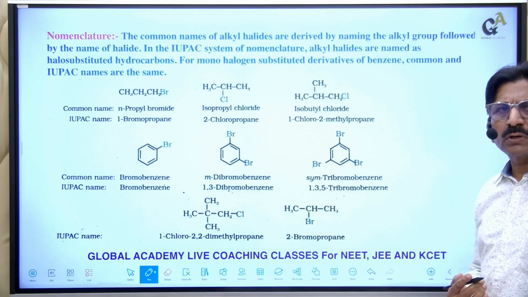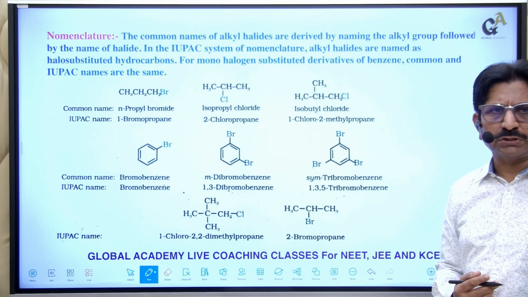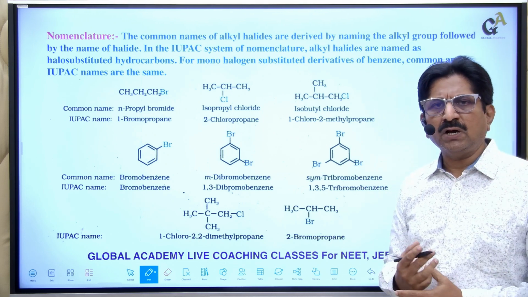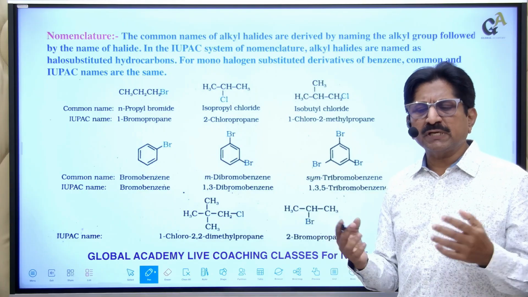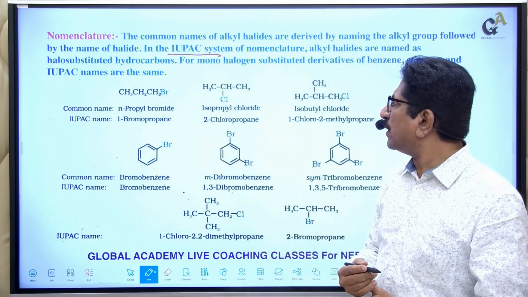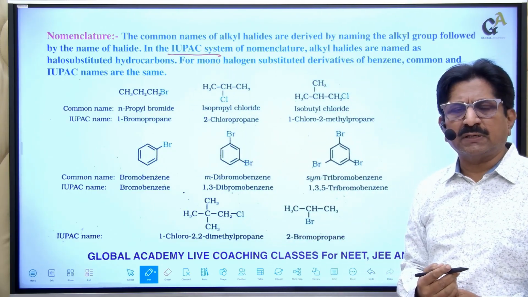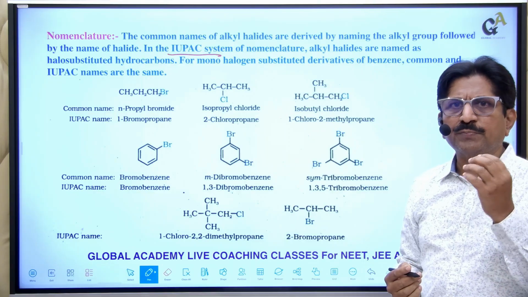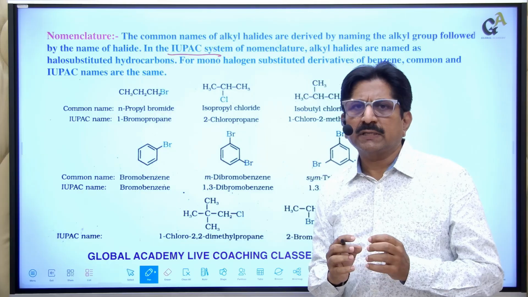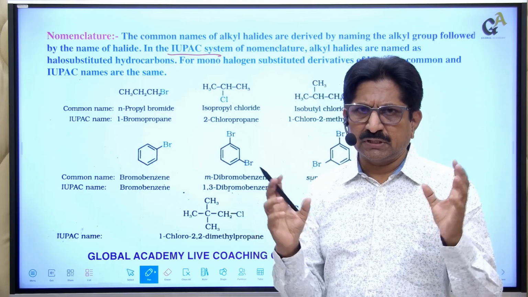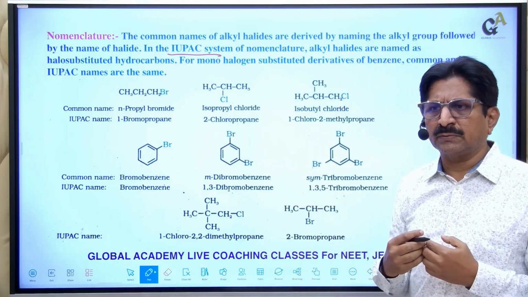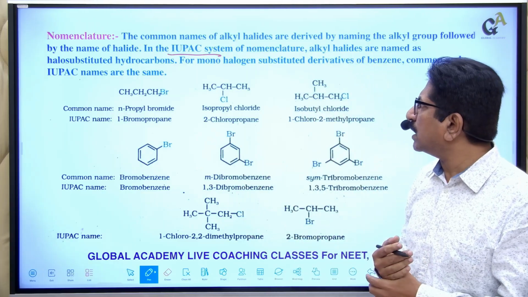Then we'll come to the nomenclature. Nomenclature is nothing but naming the compounds. We have to name the organic compounds by using a rule called the IUPAC system. What is the full form of IUPAC? It is the International Union of Pure and Applied Chemistry, because this is the one body which governs everything of the chemistry, either naming or anything else that has to be decided.